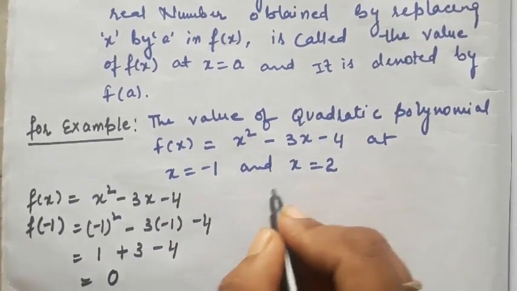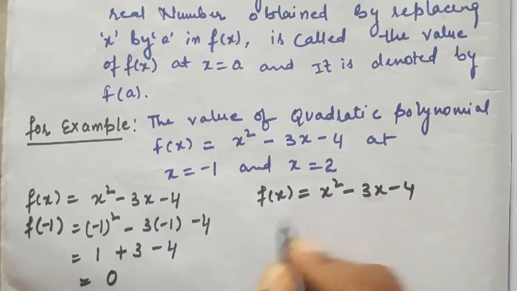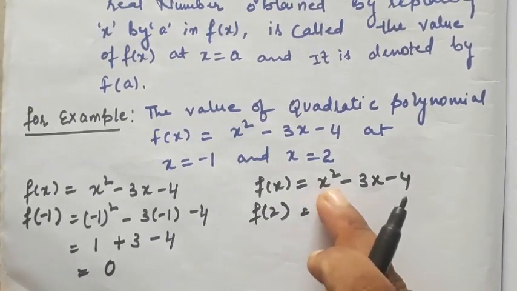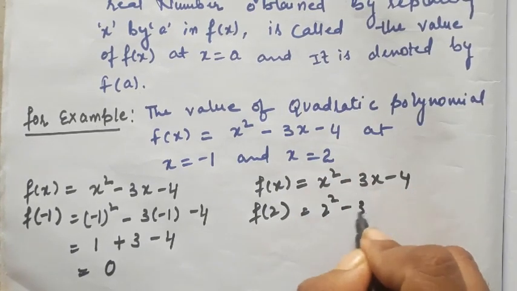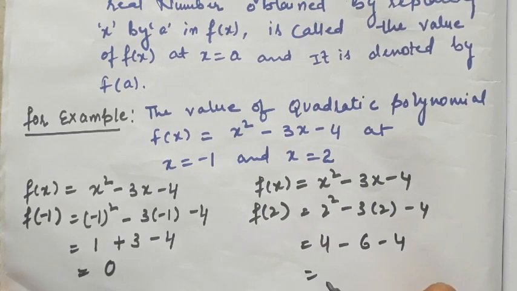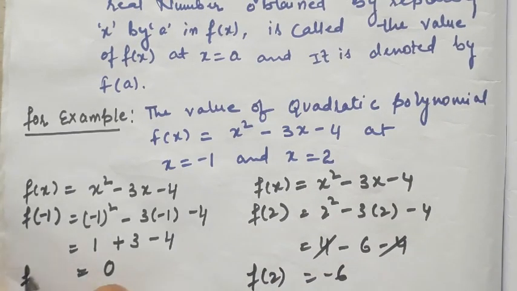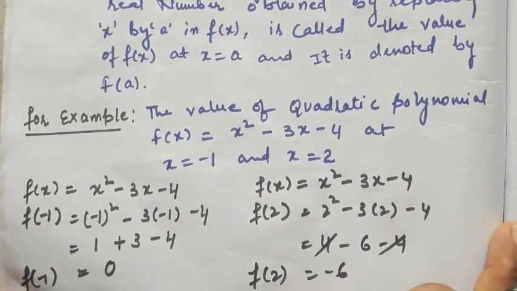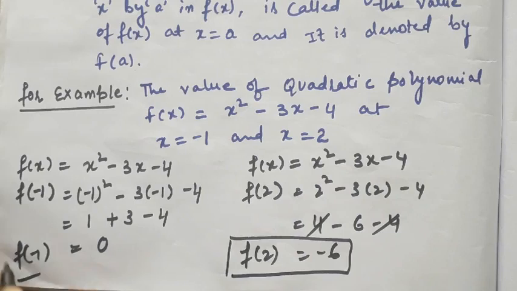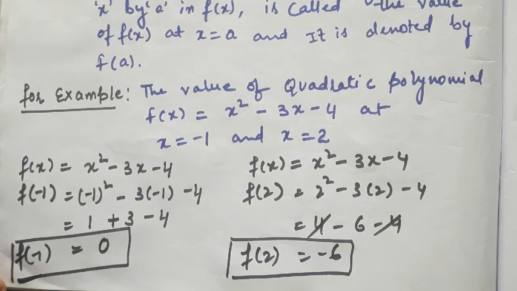Similarly, for x equals 2, I will find the value of f(x), that is x square minus 3x minus 4. I get f of 2 by replacing x with 2. So 2 square minus 3 of 2 minus 4, that is 4 minus 6 minus 4. What value am I getting here? That is minus 6. So f of minus 1 is 0 and f of 2 is minus 6. These are the values of the quadratic polynomial which I have taken as an example. I hope it is clear.